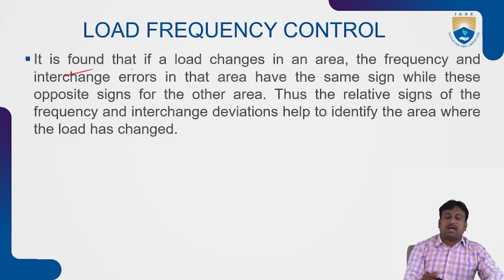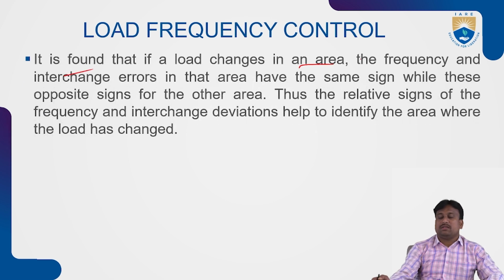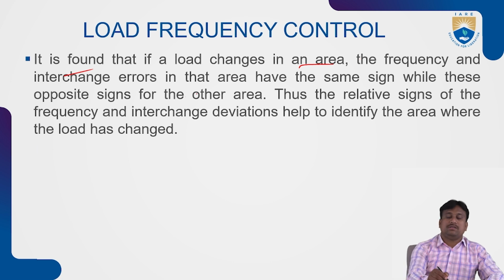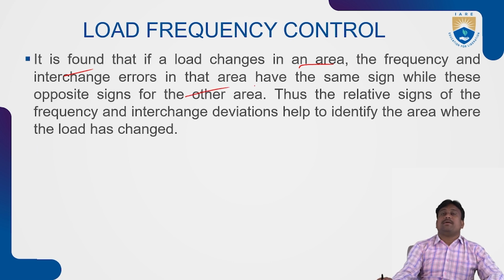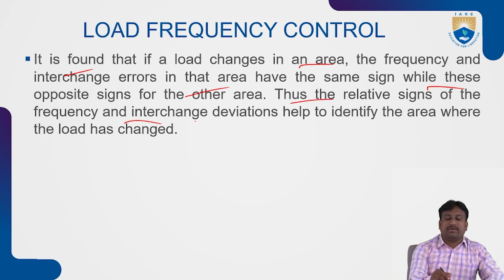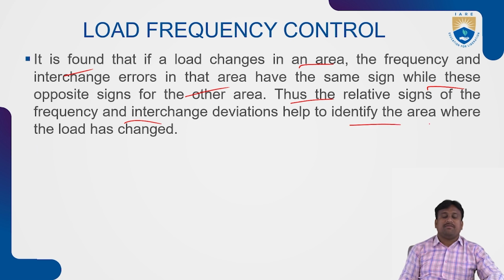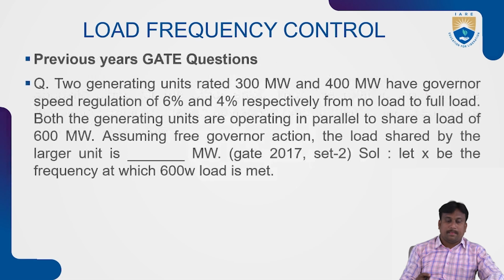So it is found that if a load changes in an area, the frequency and interchange errors in that area have the same sign, while they have opposite signs for the other area. That means the relative signs of the frequency and interchange deviations help to identify the area where the load changes are expected to occur.